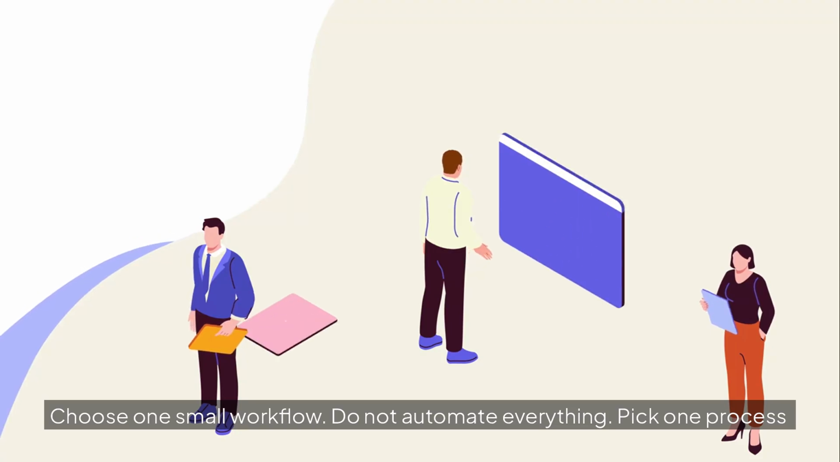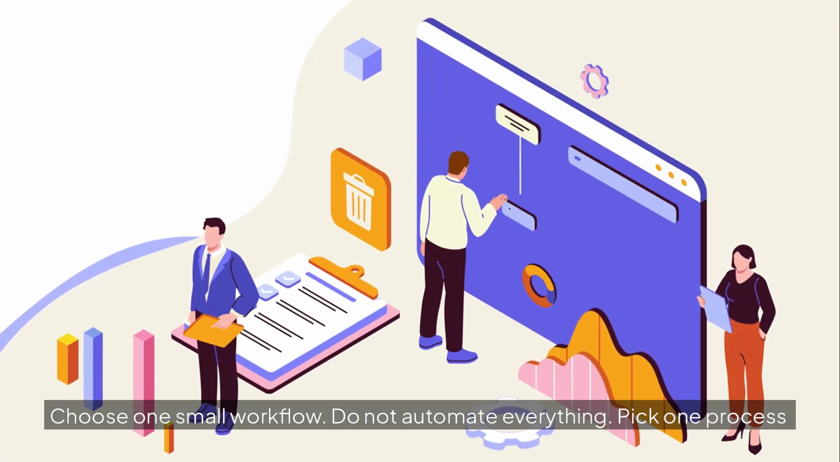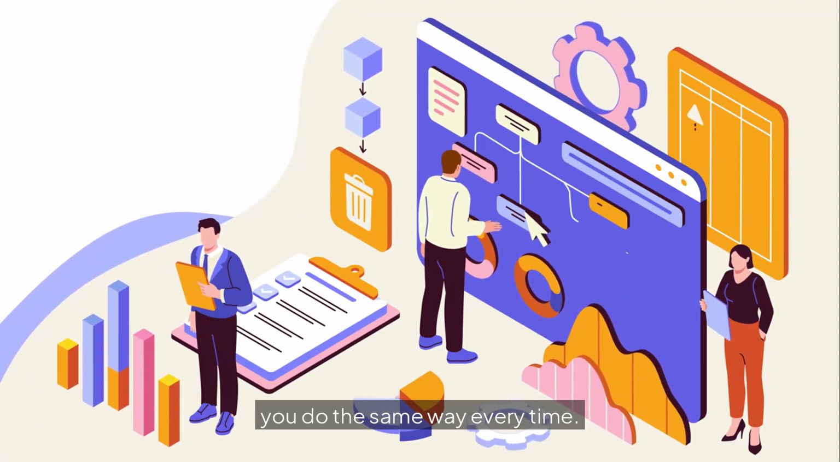Step 1. Choose one small workflow. Do not automate everything. Pick one process you do the same way every time.